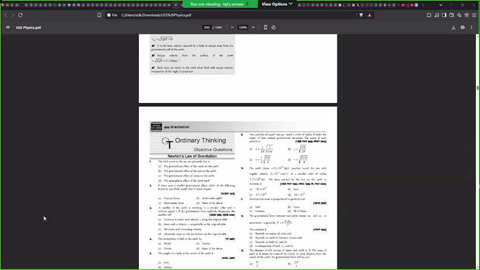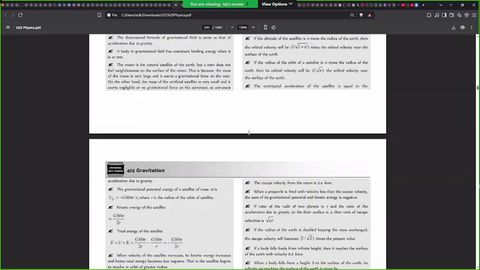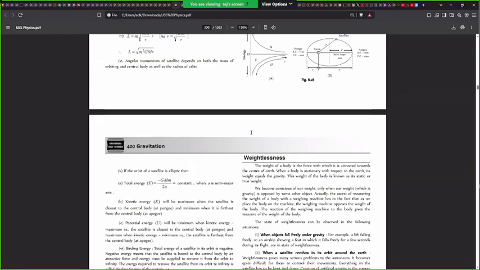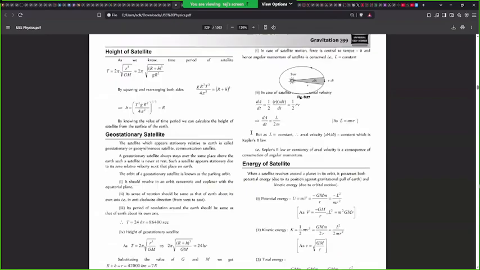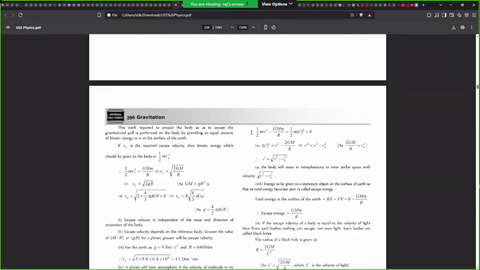Guys, let's start. As you can see, one second, let me zoom in a little. We'll do gravitation today, and this is the book. Obviously, you will have this because the other day I sent you the PDF. Now, how do you read through this?